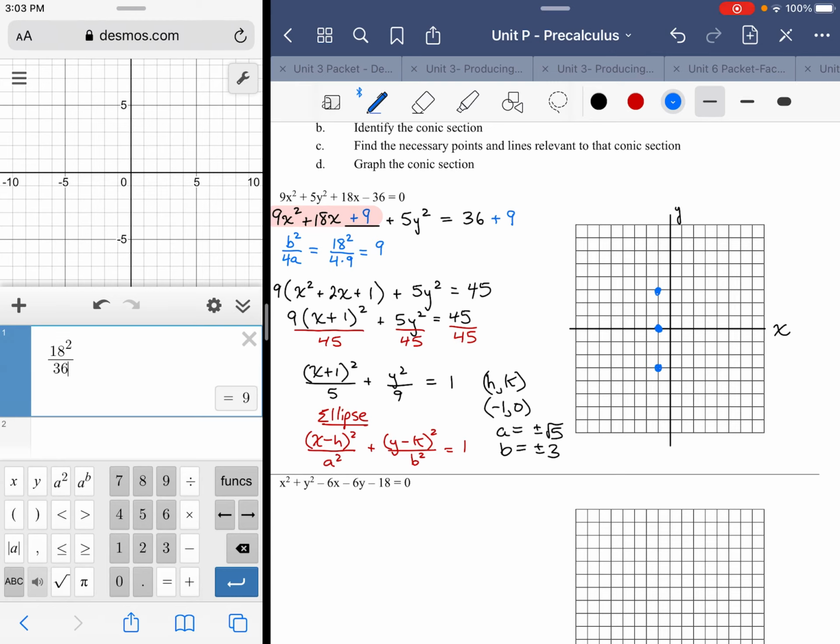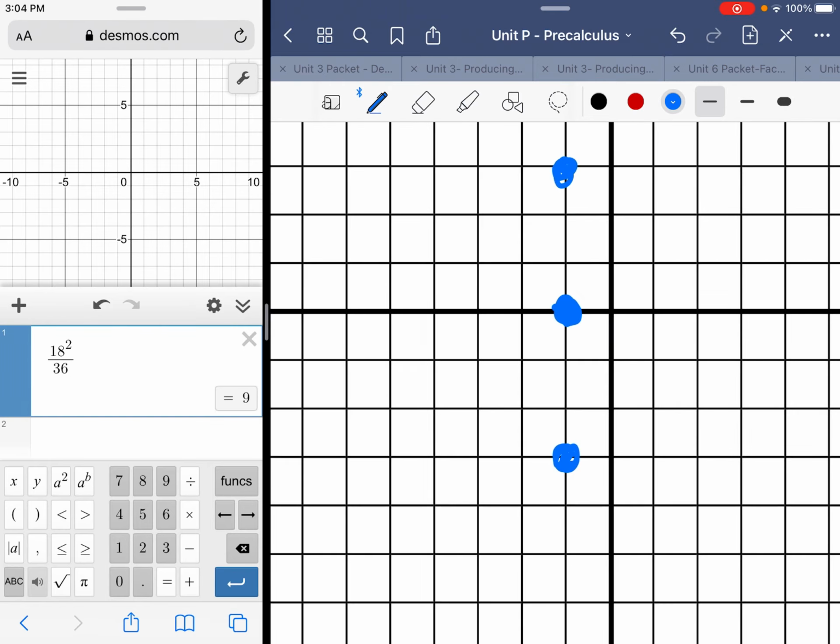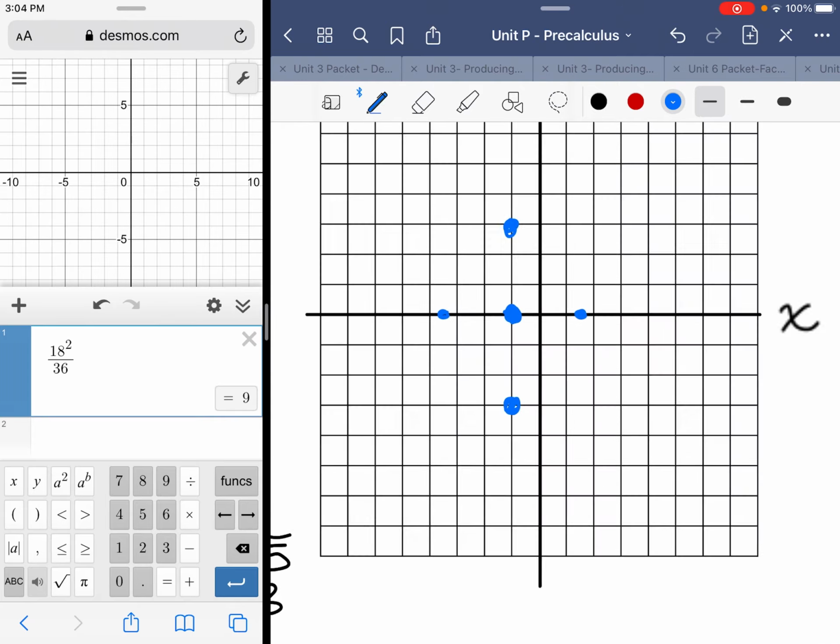The square root of 5, I don't know what that is precisely. I mean, I could type it in if I want, but I don't want to. The square root of 5, precisely, not really important. We do know that it's going to be between 2 and 3. All right, so I'm going to go a little bit more than 2 to the left and a little bit more than 2 to the right.